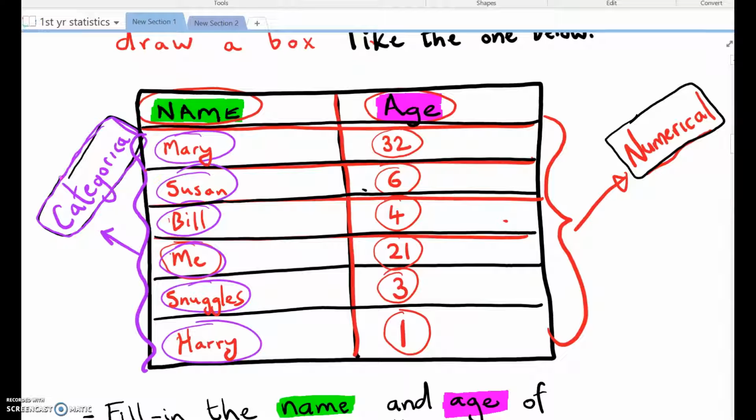So, what is your name? What town do you live in? What country are you from? What's your favorite color? What's your favorite sports team? They are all questions that would require categorical answers.